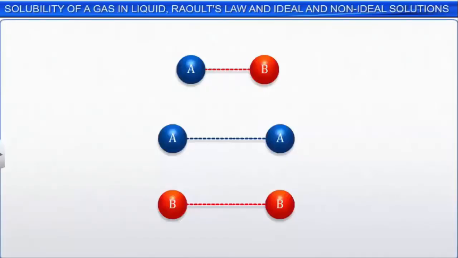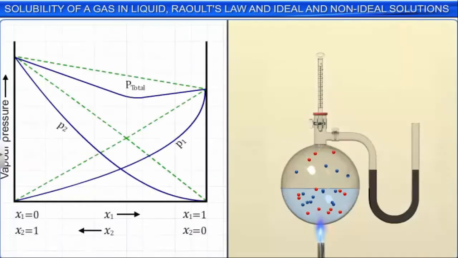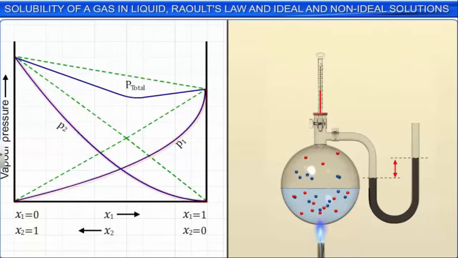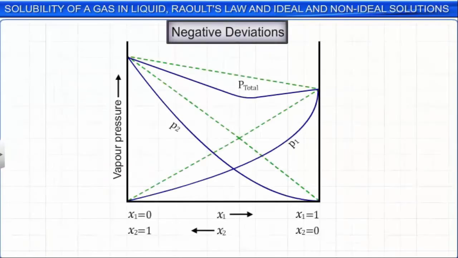On the other hand, if the magnitude of AB interactions is greater than the magnitude of AA or BB interactions, the escaping tendency of A and B type of molecules decreases and the partial vapor pressure of each component decreases. This in turn results in the decrease of the total vapor pressure of the solution. Such solutions are said to show negative deviations from Raoult's law.